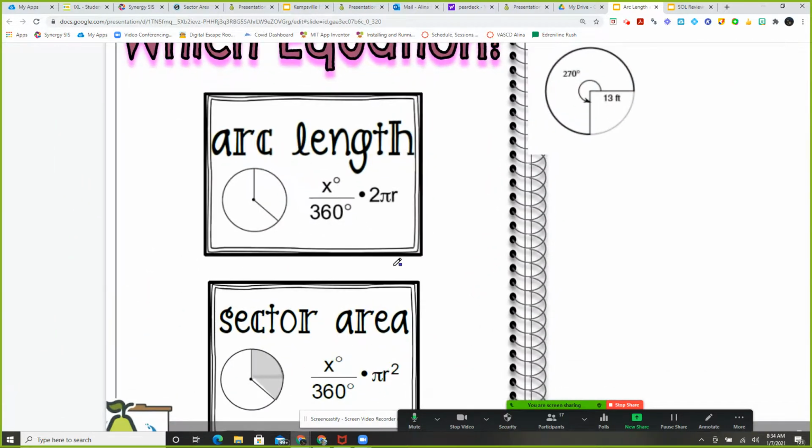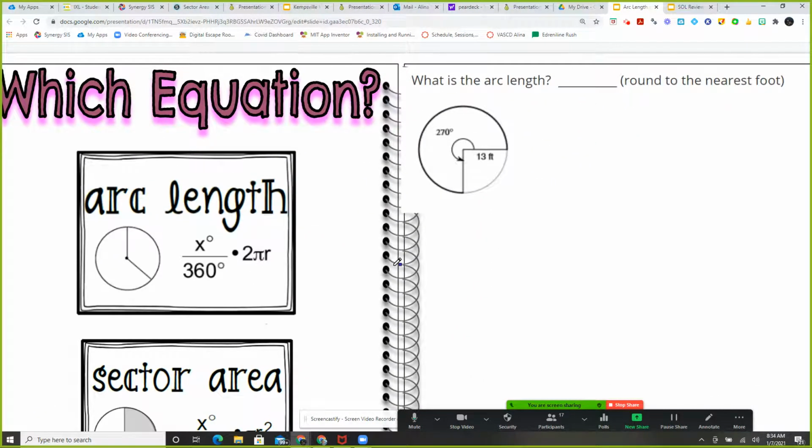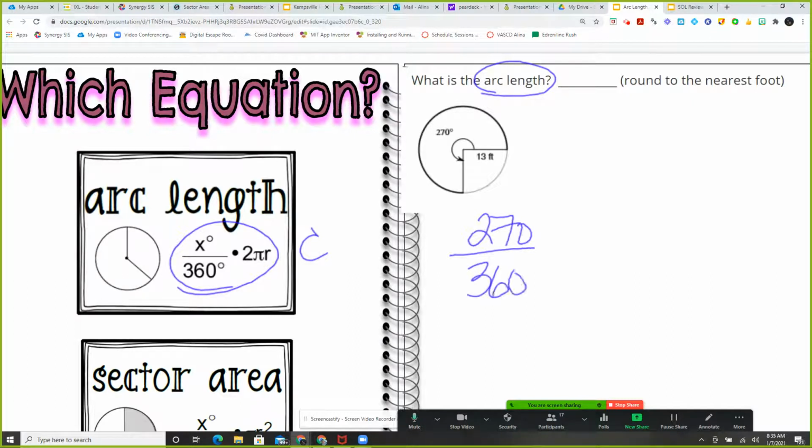Again, we're asked for what? The arc length. So arc length, we're going to use circumference. What do I put on top of the fraction? Which number? 270, absolutely. So the part over the total, always the part over the total. And then because I'm looking for length, I'm going to do circumference, 2 pi, and the circumference is 13. And then it's just calculator work. 270 divided by 360 times 2 times 3.14 times 13. And what did we get?